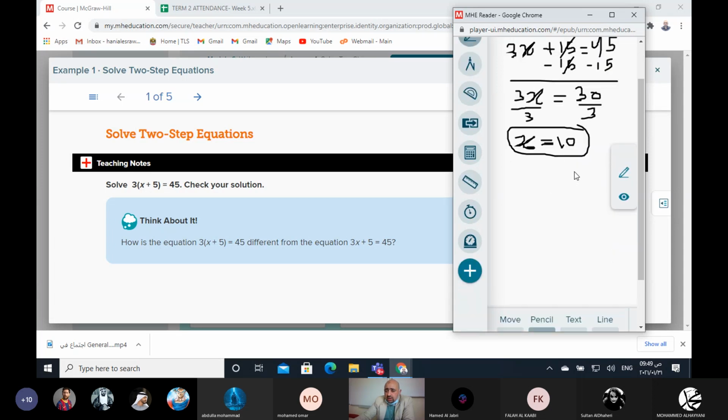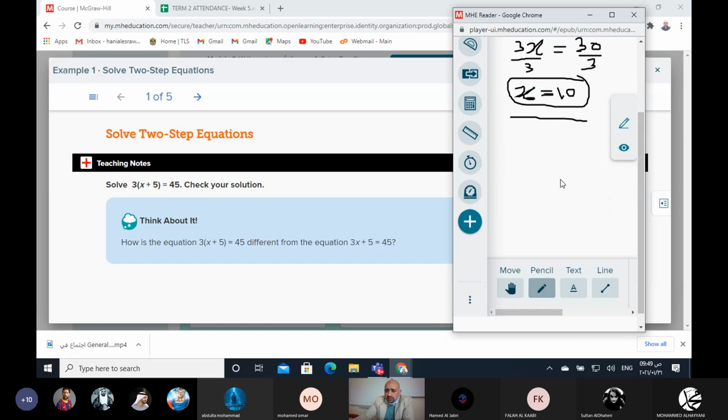Now the solution is 10. How to check? Go back to the same equation. Is it 3 times, between parentheses, substitution with the value of x, which is 10, plus 5, is it equal, I'm not sure here, put here a question mark, is it equal 45? So check.